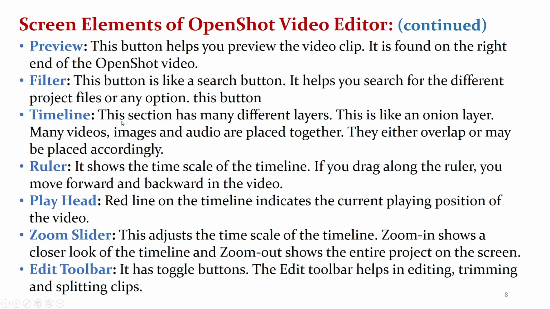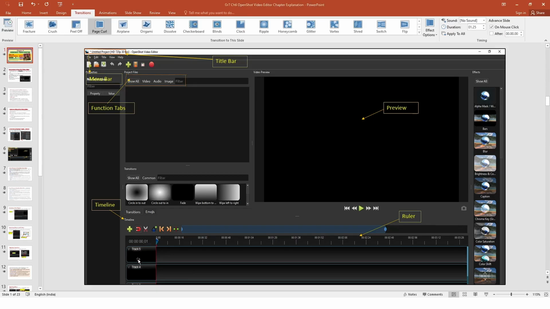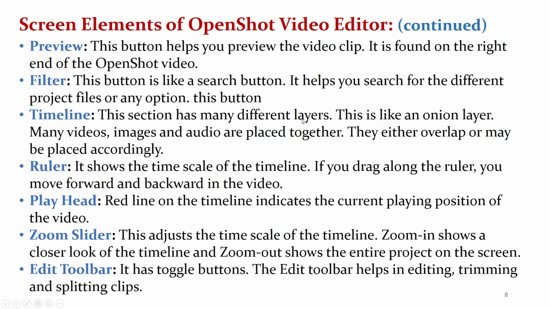Timeline: this section has many different layers. This is like an onion layer. Many videos, images and audio are placed together. They either overlap or may be placed accordingly. So here are the layers. This is track 5, track 4. These all are the tracks that generally run parallelly, at the same time. So these layers are nothing but the different tracks.